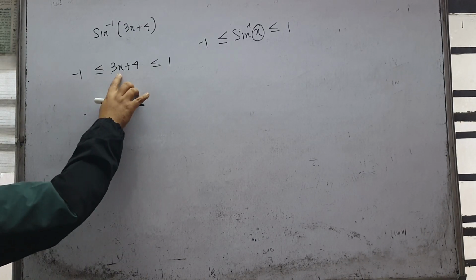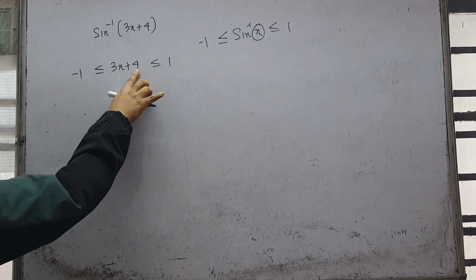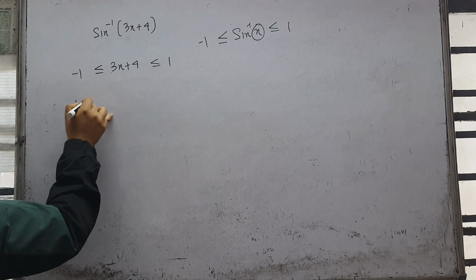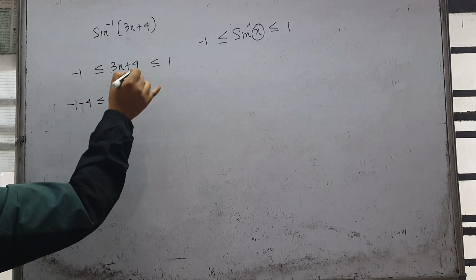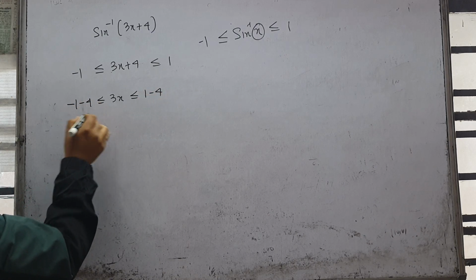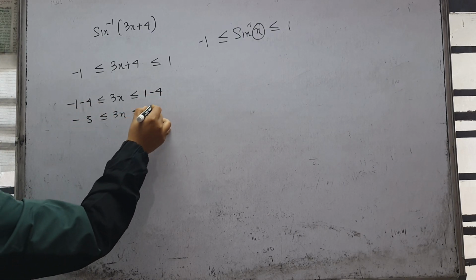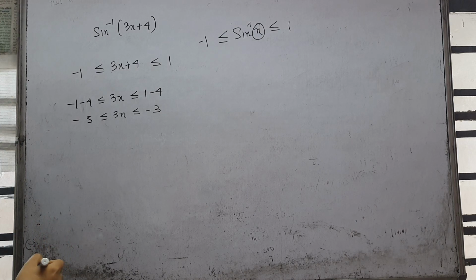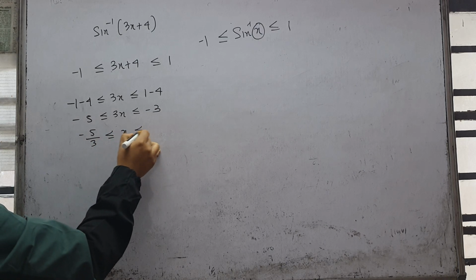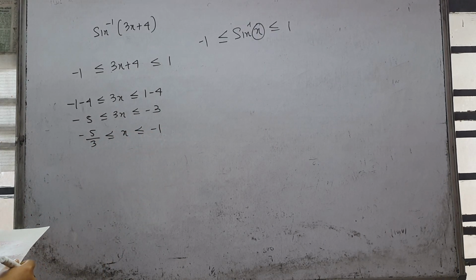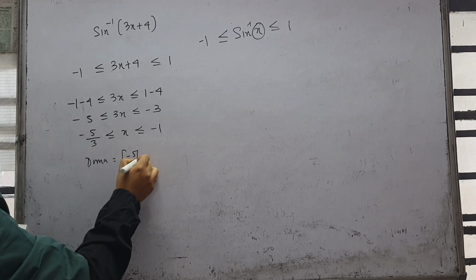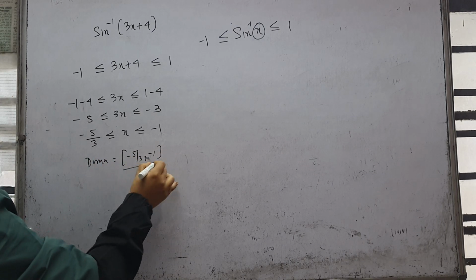Now I need the value of x. That is the meaning of domain, isn't it? So what is extra out here? How do you remove 4? Yes, minus 4. 4 and 4 get cancelled. So this will be 1 minus 4, which is minus 5, and this will be minus 3. Now how do you remove the 3? So it becomes minus 5 by 3 to minus 1. Is it clear everyone? So what's the domain? Minus 5 by 3 comma minus 1.